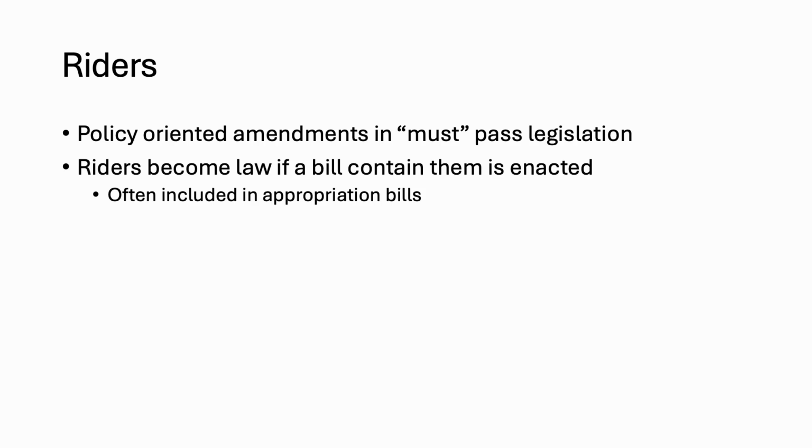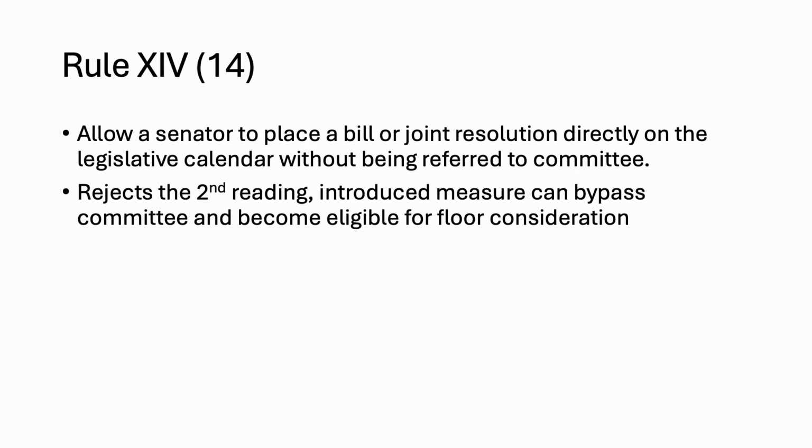Policy-oriented amendments in must-pass legislation. Riders become law if a bill containing them is enacted, often included in appropriation bills. Rule 14. Allows a senator to place a bill or joint resolution directly on the legislative calendar without it being referred to committee. Rejects the second reading; the introduced measure can then bypass committee and become eligible for floor consideration.